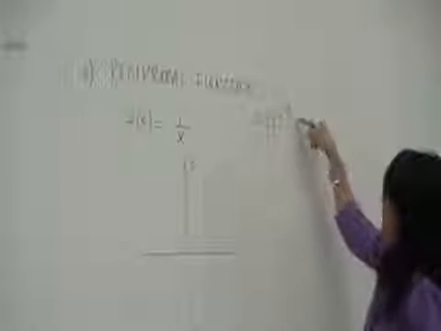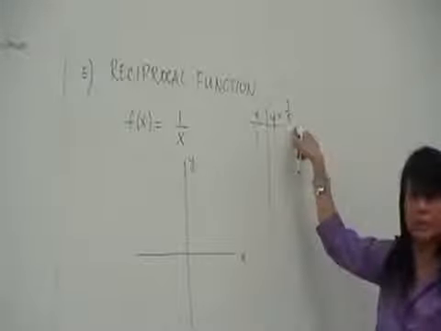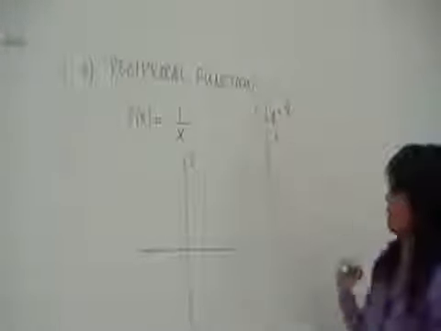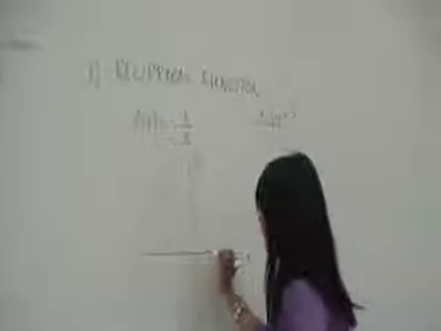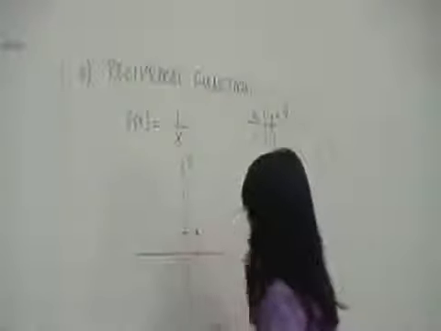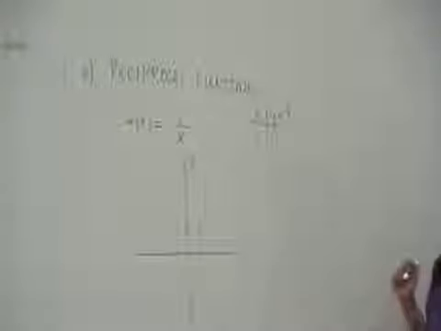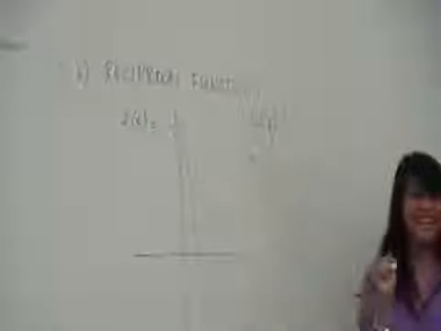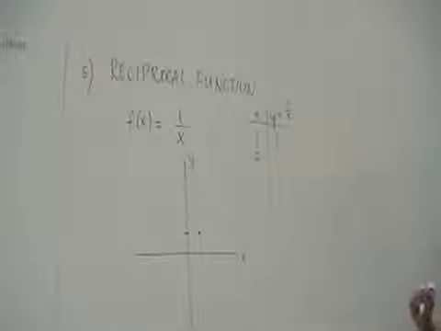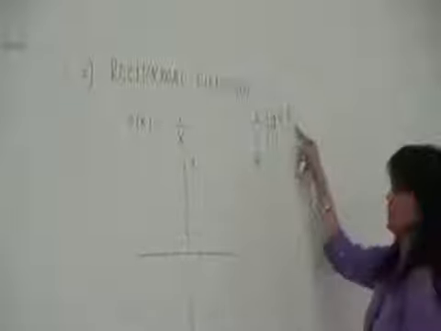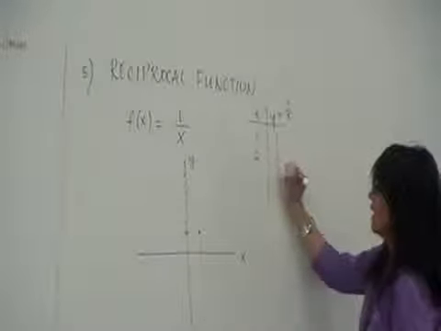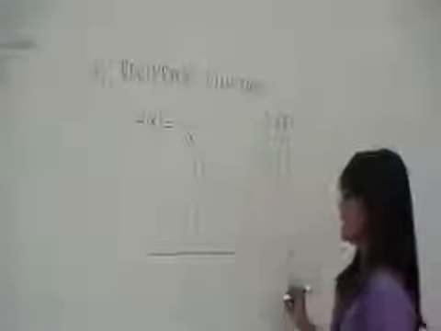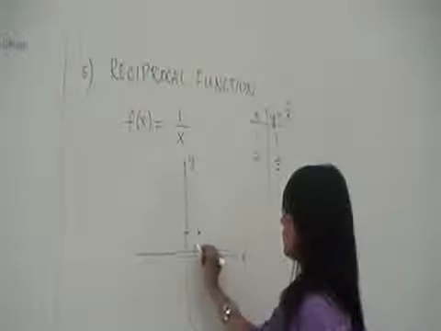1. If x is 1, what is the reciprocal of 1? What's 1 over 1? 1. So there you have a point, 1, 1. What's the next number that's nice? 2. If you have 2, what happens? You will get 1 over 2, a half. So when you have 2, you go to a half.